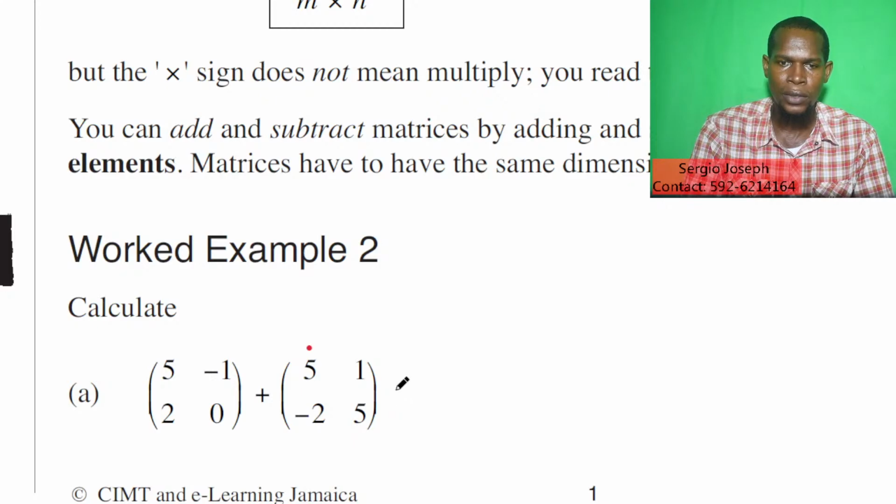So let's work this out quickly. How would this look? You will set this up like this.